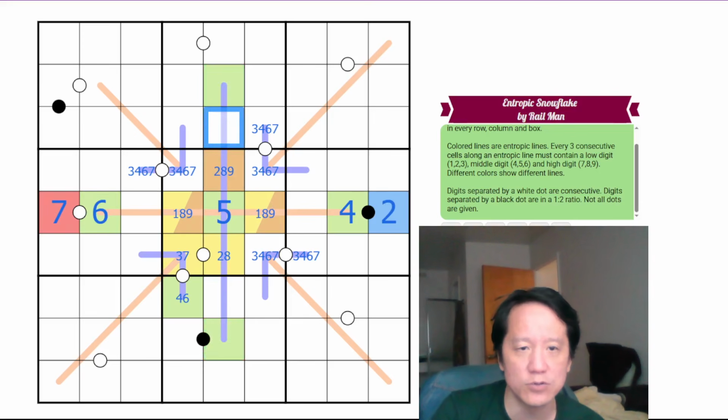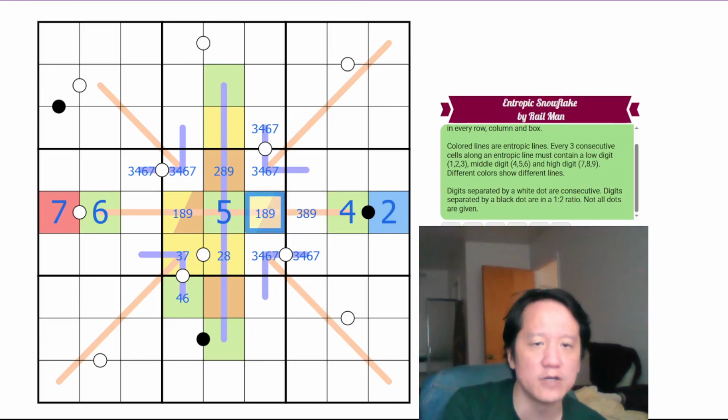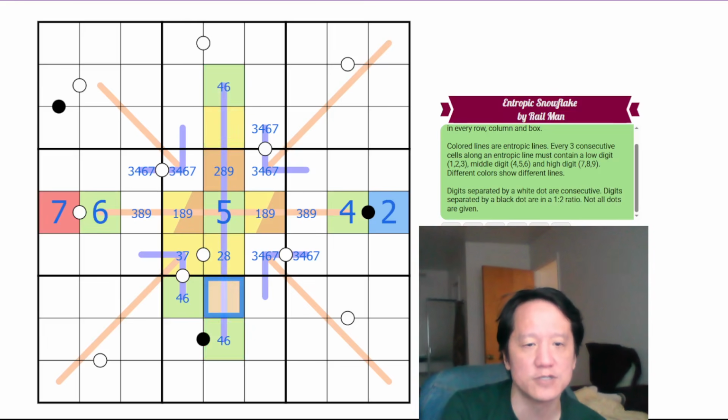So since this is orange, this must be yellow. This is yellow, this must be orange, because every third digit is the same. So this is guaranteed to be 3, 8, and 9 in the rest of row 5. This is 4, 6 as a pair. This is 4, 6 as a pair.